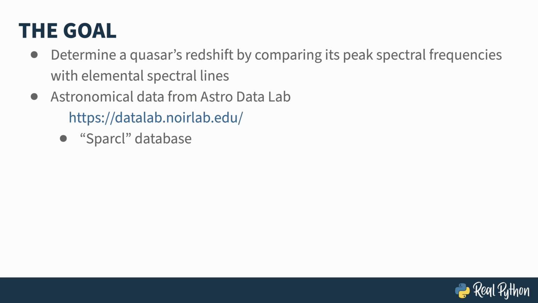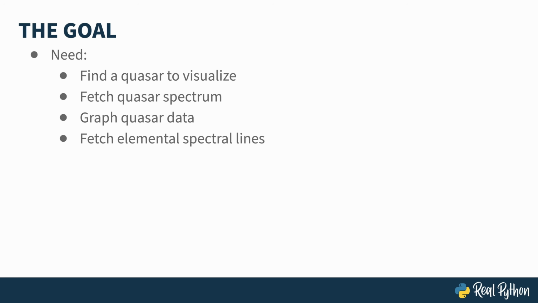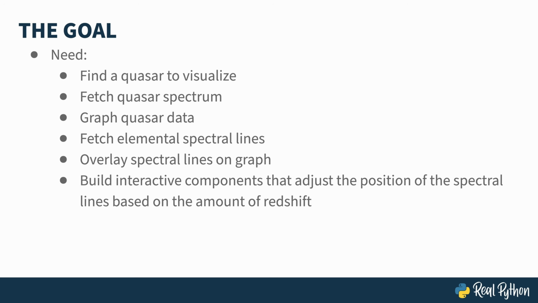The Astro Data Lab has several different databases. The one I'm interested in is known as Sparkle and has its own Python client for accessing the data. To build the dashboard, you'll need to find a quasar to visualize, fetch its corresponding spectral data. Once you've got that, create a Marimo notebook to graph the data, and you'll also need spectral line data. You take that, overlay it on the graph, and once all that's done, you'll add the interactive parts to the notebook, allowing you to adjust the redshift values for the spectral lines.